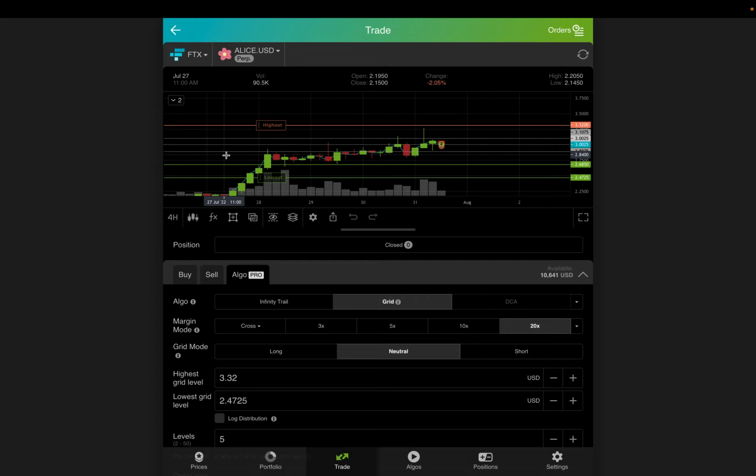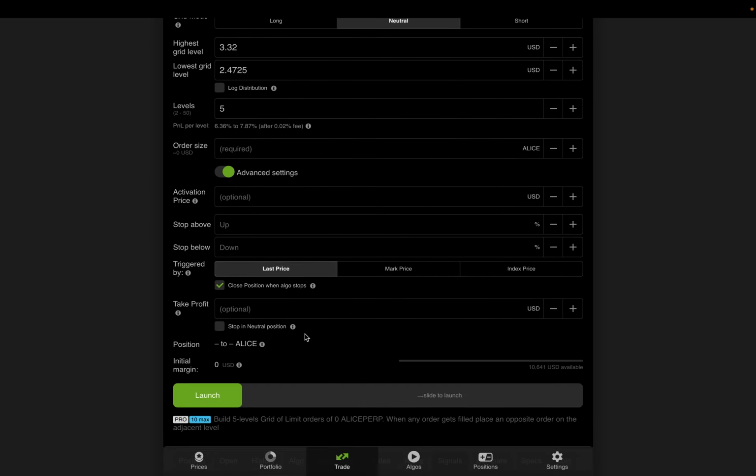That will depend on your situation. When you're running the grid, just think about whether you would want to add a take profit or stop in neutral. That could be a very, very powerful tool.